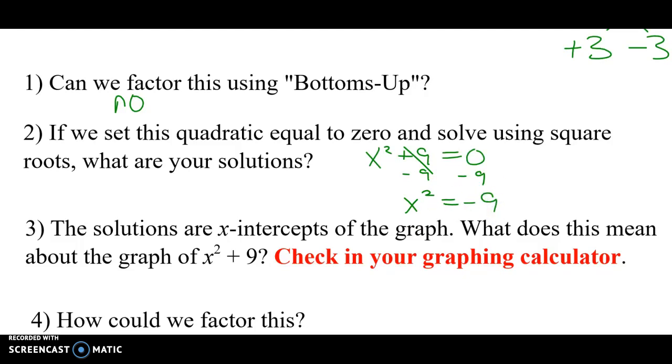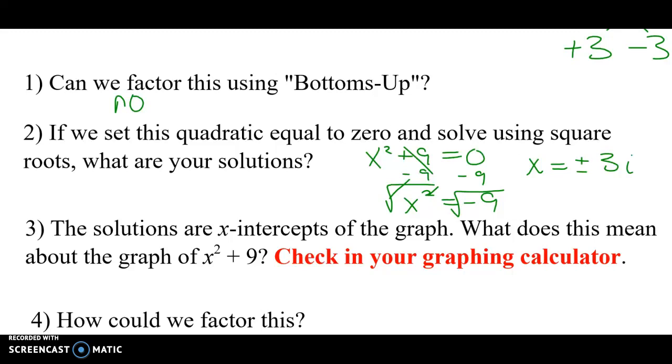Uh-oh, I sense a problem. It'll be i. So now we square root both sides. Don't forget your plus or minus. But what's the square root of negative 9? Imaginary number. It's 3i. So the reason it doesn't factor is because it's imaginary.